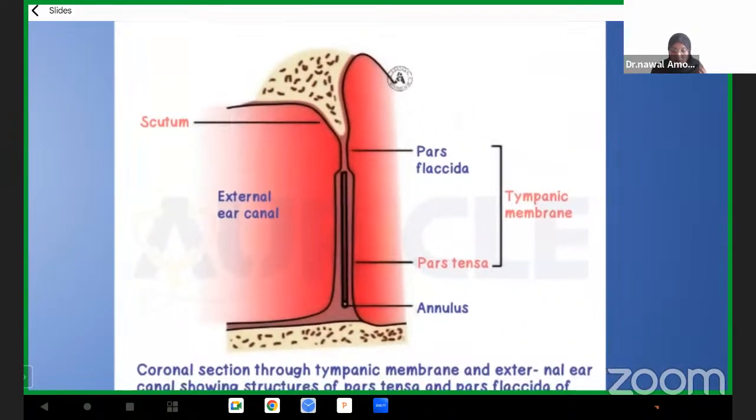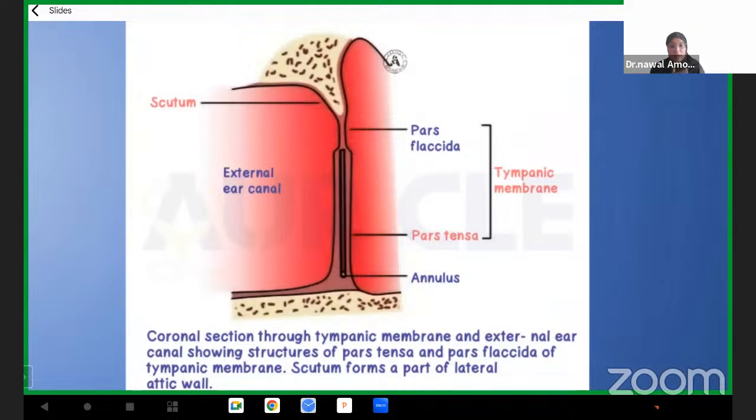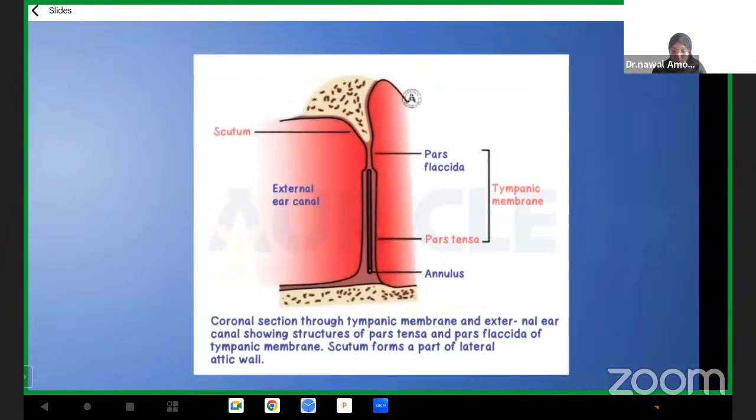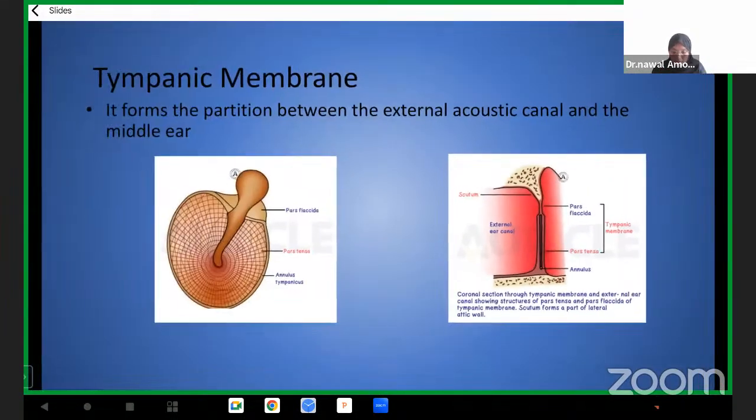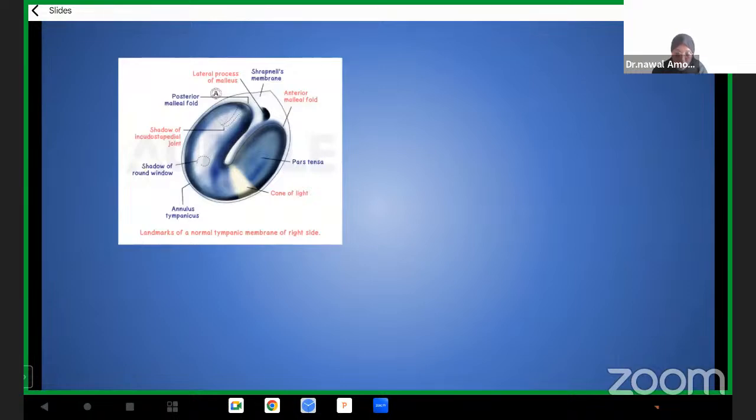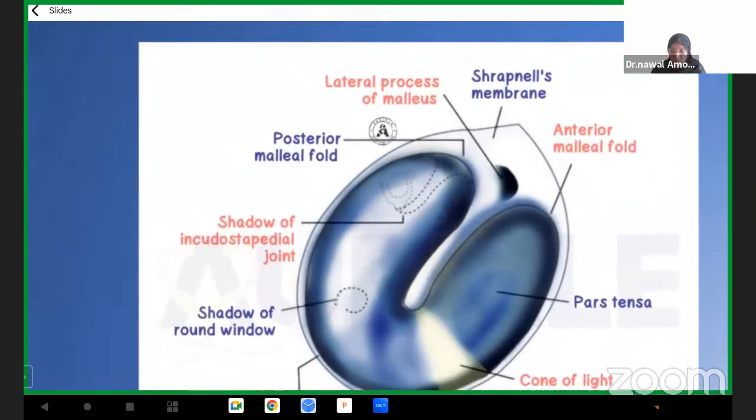Here, you can see a coronal section through the tympanic membrane and external ear canal that shows the structures of pars tensa, pars flaccida, and external canal. On your left is your external canal. It means this is your left ear. And in between the line, that is the tympanic membrane. So it has pars flaccida, pars tensa, and it has annulus. This is your tympanic membrane. This is also one diagram which you can draw.